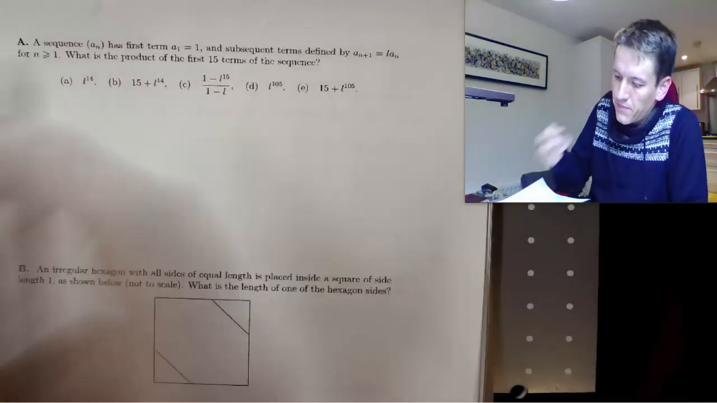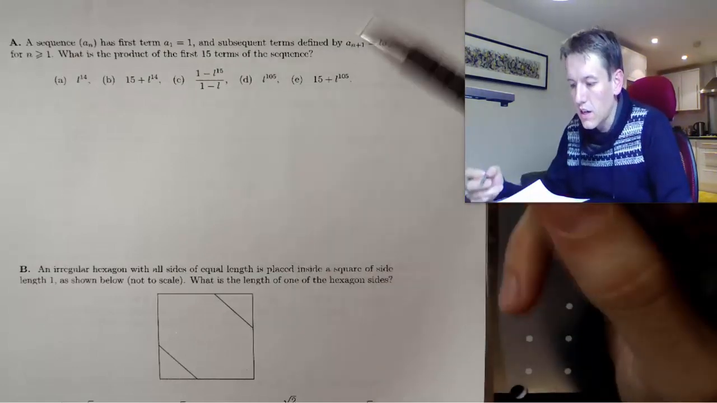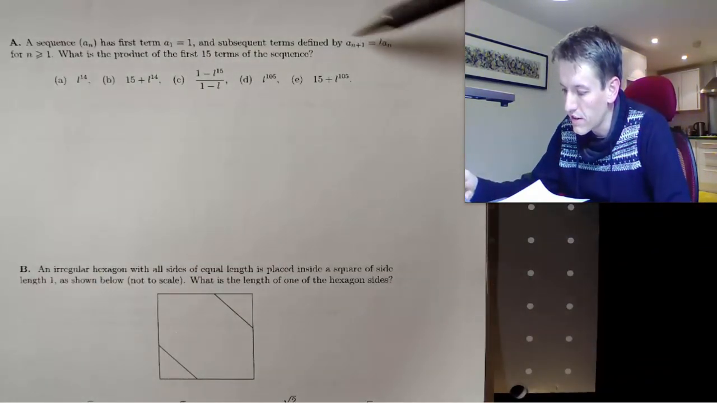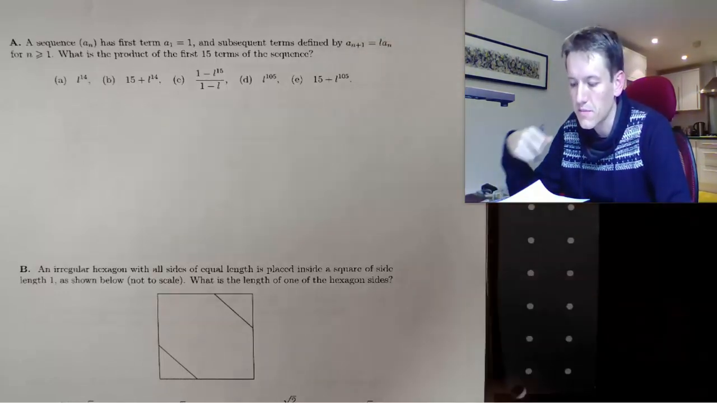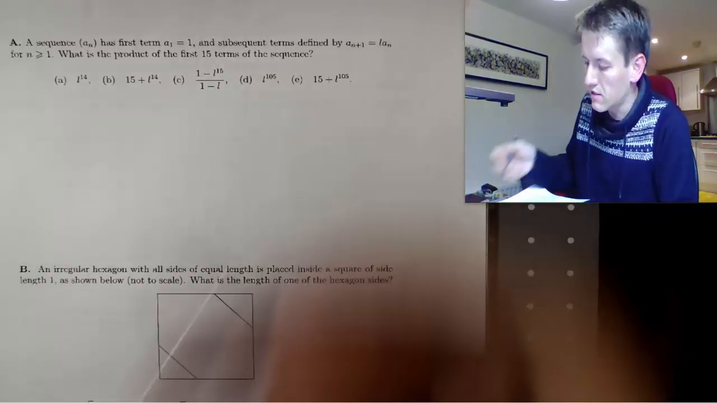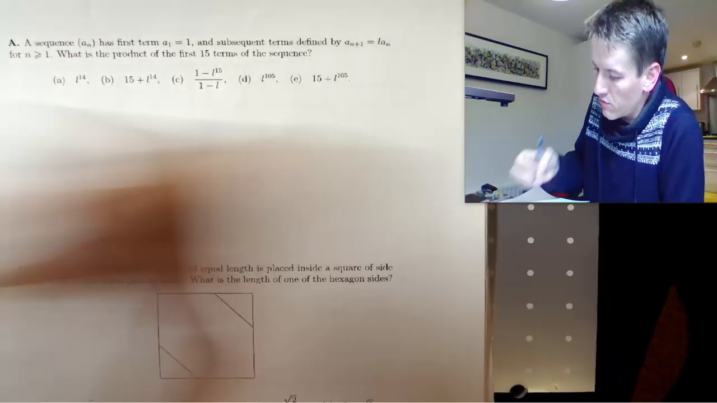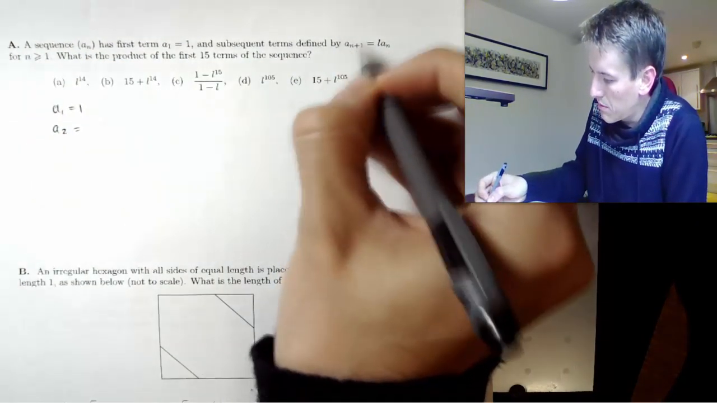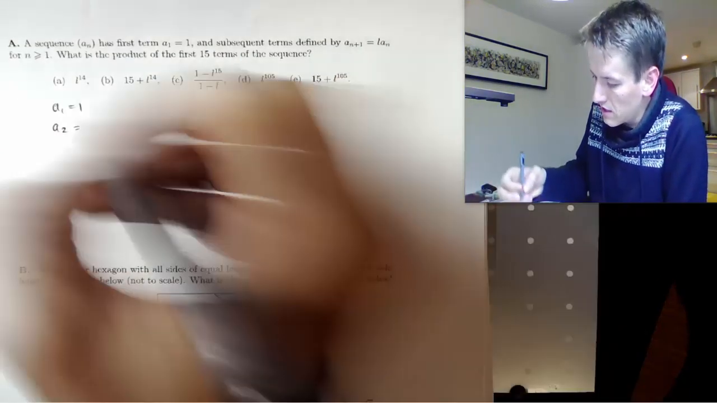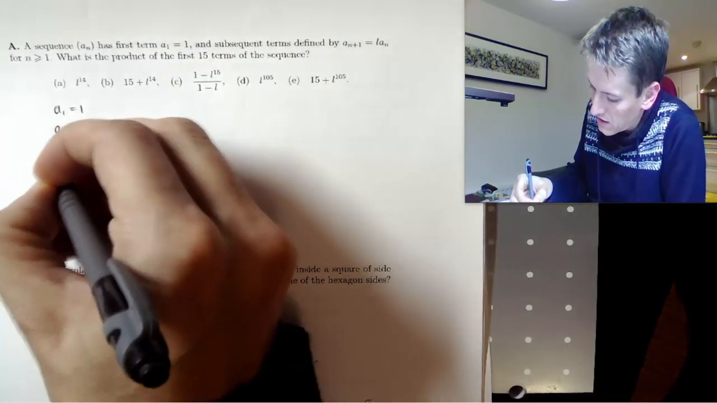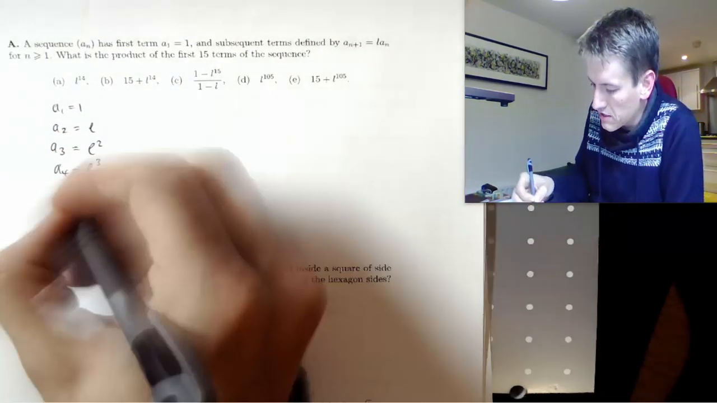Okay, so question A. A sequence has first term 1 and subsequent terms are defined by a_{n+1} = L times a_n for n greater than or equal to 1. What's the product of the first 15 terms of the sequence? Now, we should recognize that this sets up a geometric progression. If we have a1 equals 1, then a2, by the definition here, would be L times a1, so it would be L, and then a3 would be L squared, a4 would be L cubed, etc.